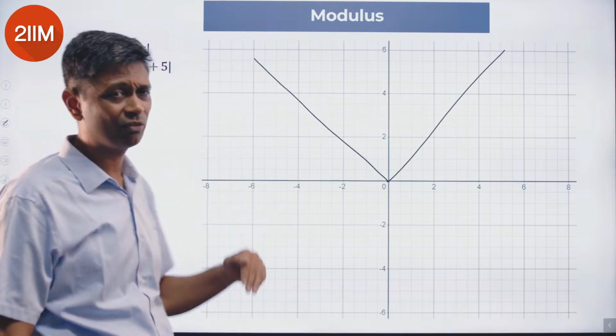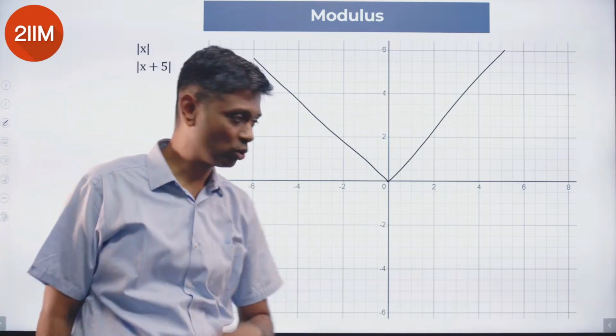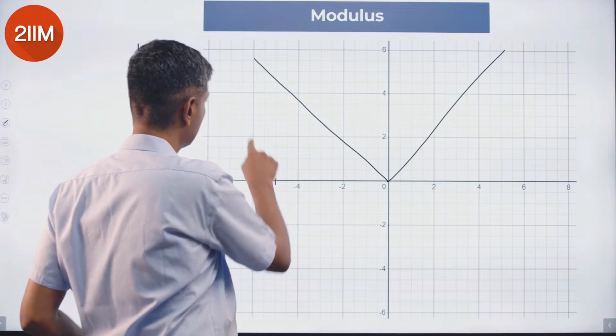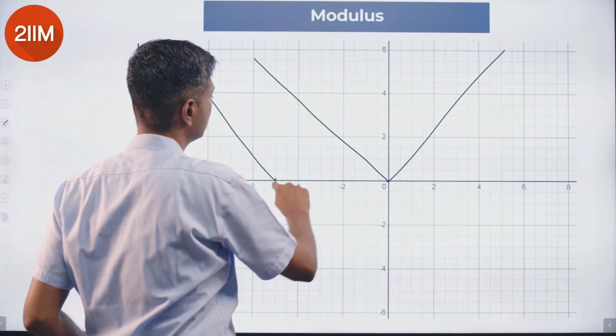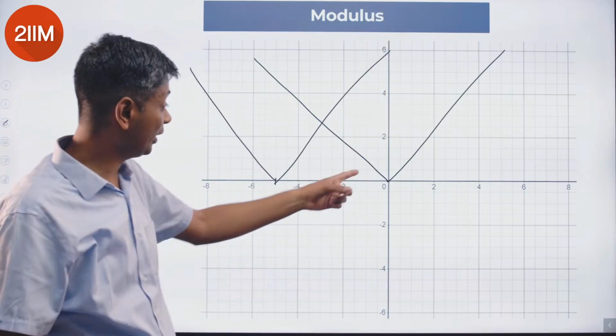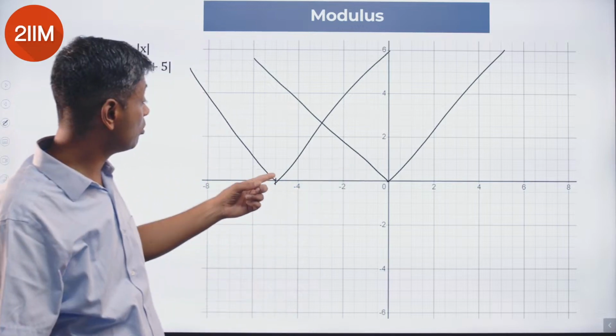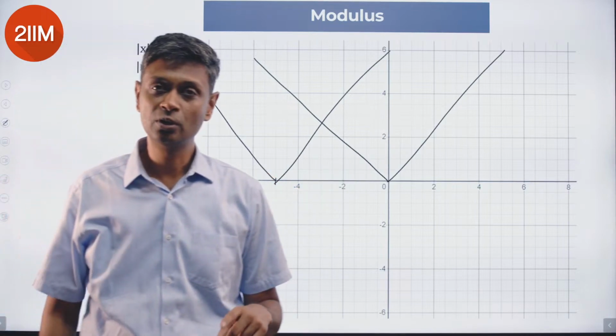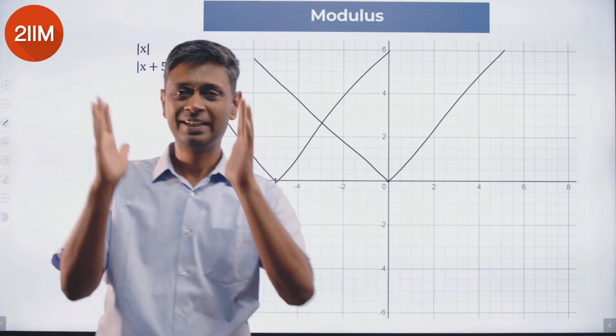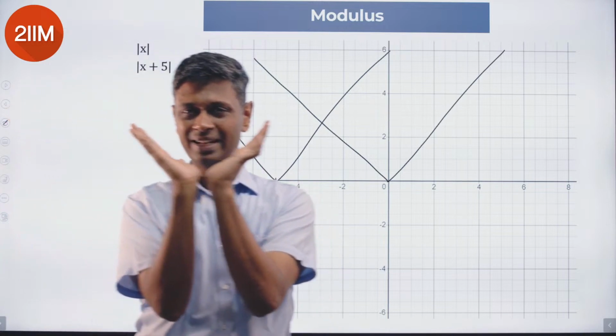Modulus of x plus 5. When x is minus 5, it is supposed to see. Here. This is y is mod x. This is y equal to modulus of x plus 5. Modulus of x plus 5. Take this mod x, shift it to the left by 5 units.